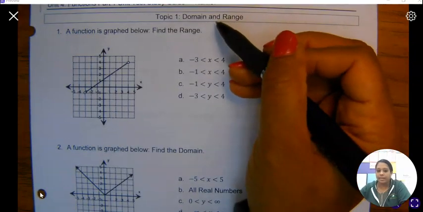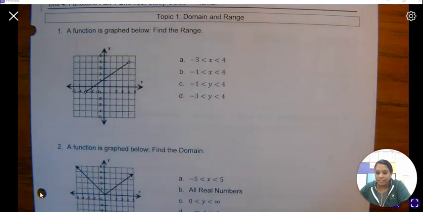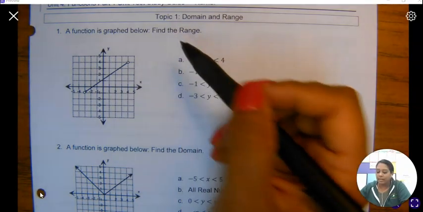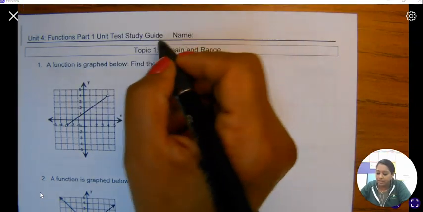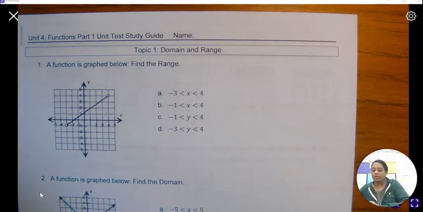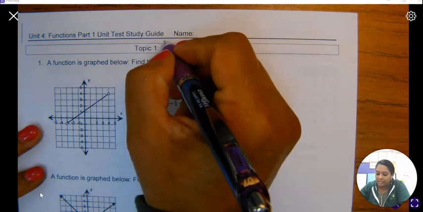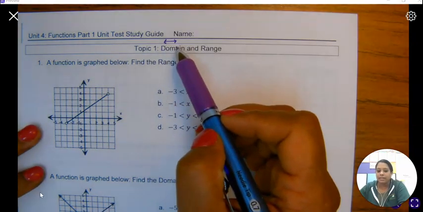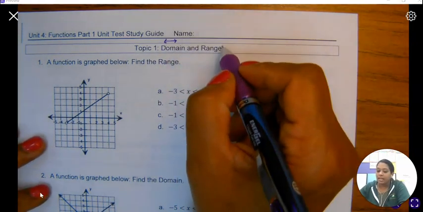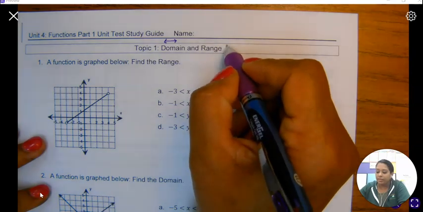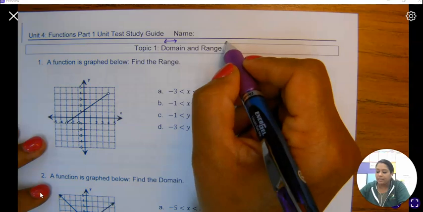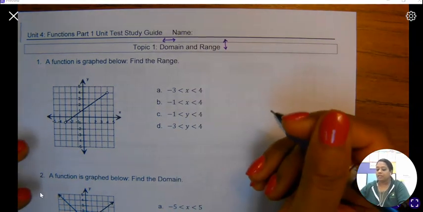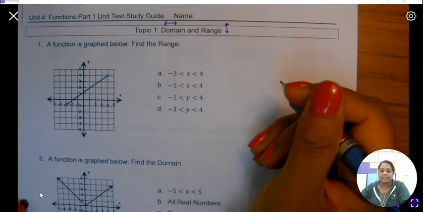The first one, domain and range. So make sure for these type of questions, you're reading the question and seeing what it's asking you to find. Remember that the domain is your x-axis, so you're going to look at the domain only on the x-axis. Okay, so start on the left side and then move to the right. I'll show you how to do that. And then the range, you're looking only on the y-axis. You start from the bottom and then you move up. You're just measuring the graph using the axis.